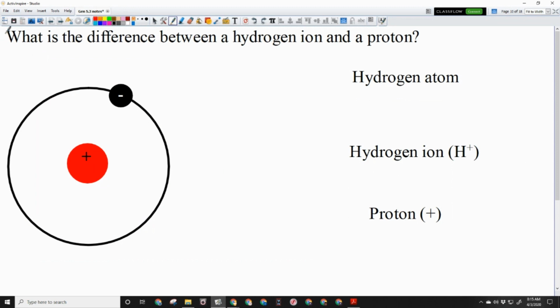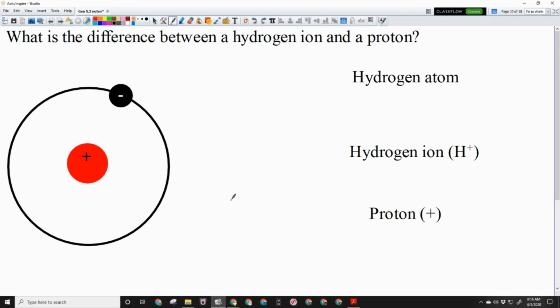All right, so we have been talking about the definition of a pH as the amount of hydrogen ions that are in a solution. And so you're going to see this term hydrogen ion thrown around, and you'll also see the word proton thrown around or talked about. So I wanted to make sure that I pointed out the difference between a hydrogen ion and a proton. So let's look at a hydrogen atom. So here's a model of a hydrogen atom. This is called a Bohr model.